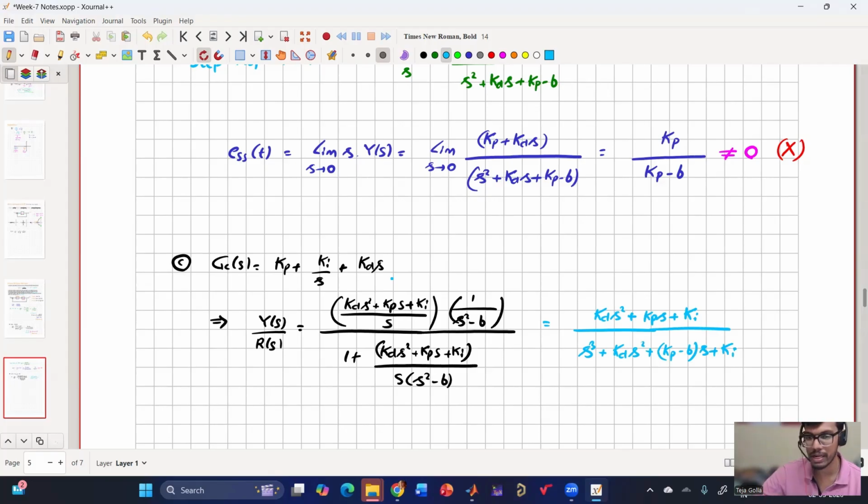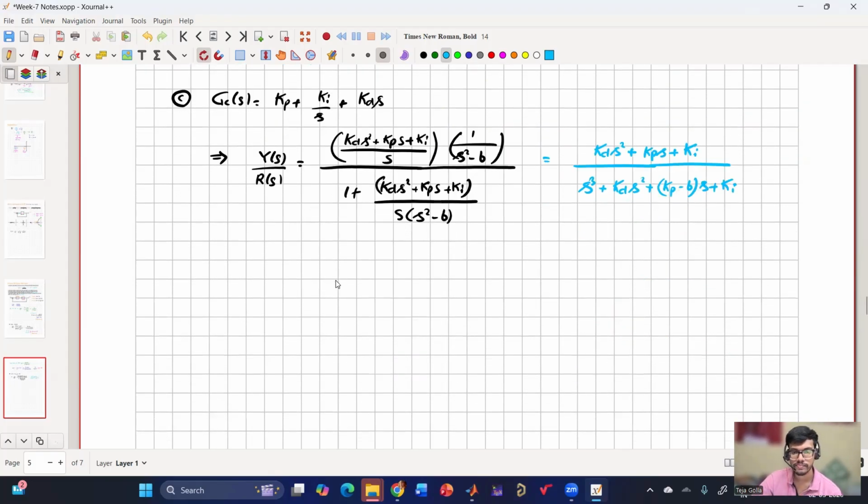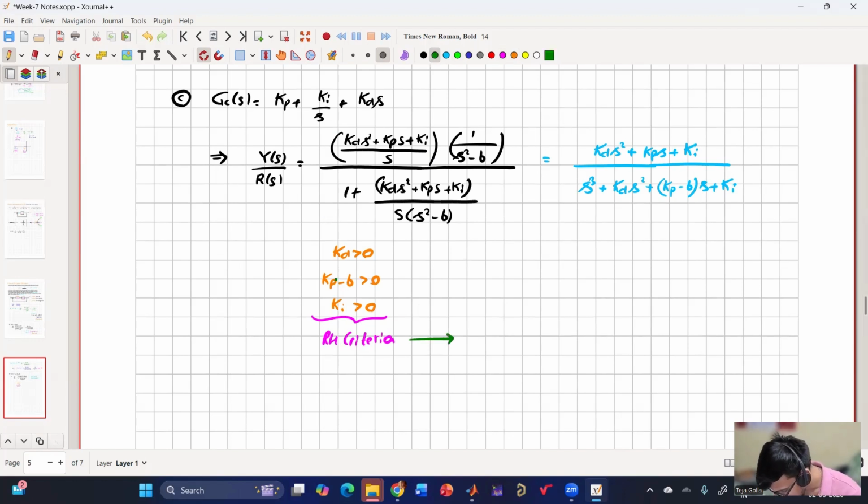So can the system be stabilized in this case? Yes, sir. The PID controller can stabilize. Yes, very good. By considering Kd greater than 0 and Kp minus b greater than 0 first of all, and then if you apply the Routh-Hurwitz criteria, you will get a condition to stabilize the system. So the system can be stabilized because all the coefficients are there.